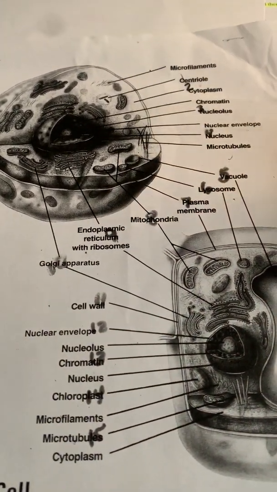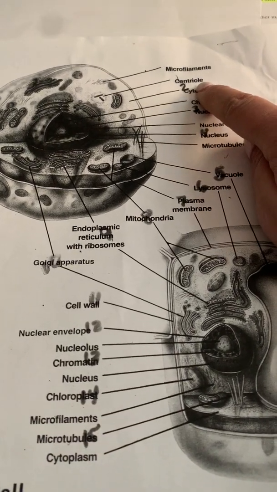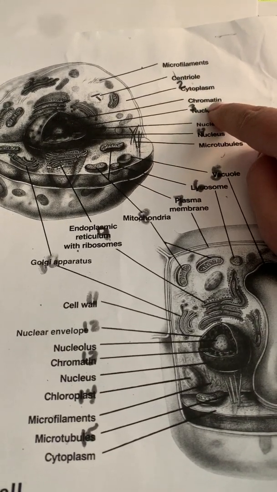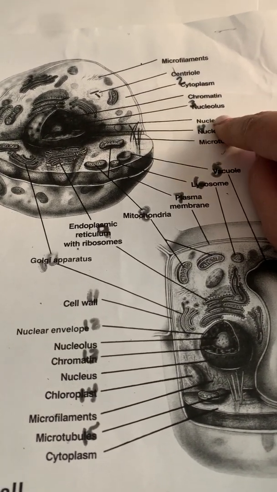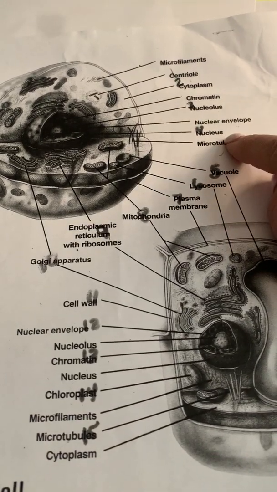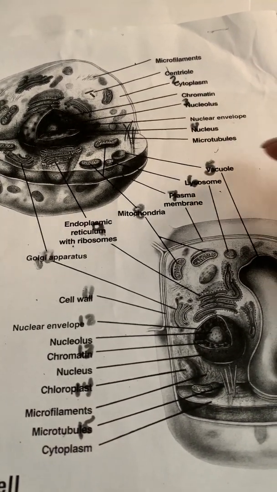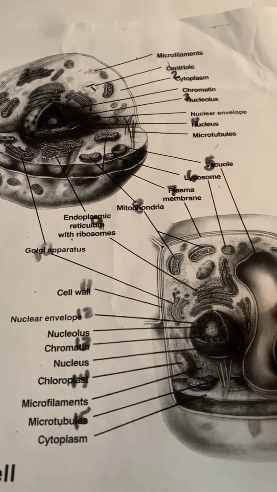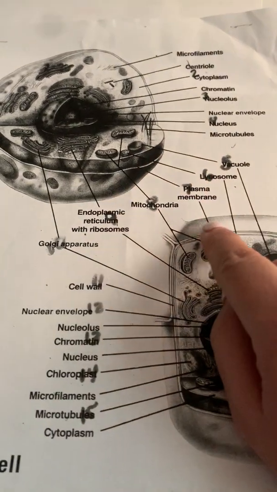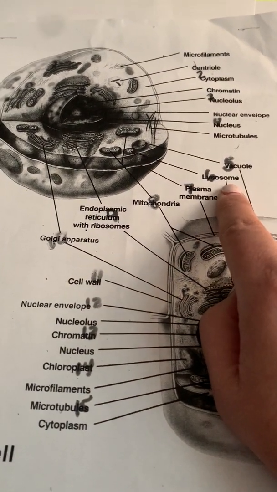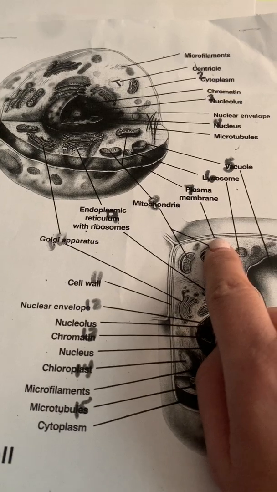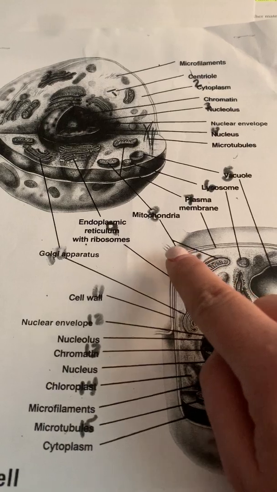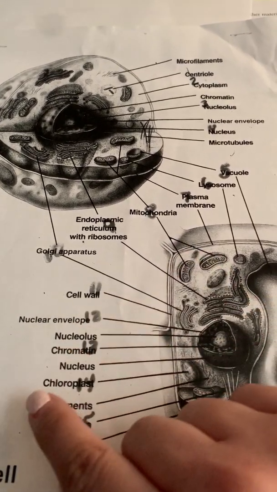Microfilaments are part of the cytoskeleton. We've got a centriole. We'll talk about those. Centrioles are for cell division. Cytoplasm, number 2. We've got chromatin, which is that uncoiled DNA in the nucleolus. Nuclear envelope. The nucleus is number 4. Microtubules, again, part of the cytoskeleton. Vacuoles, very large, or smaller in animals. Lysosome is number 6. The plasma membrane is just inside the cell wall, and it's on the outside of the animal cell. Number 7, mitochondria is number 8.